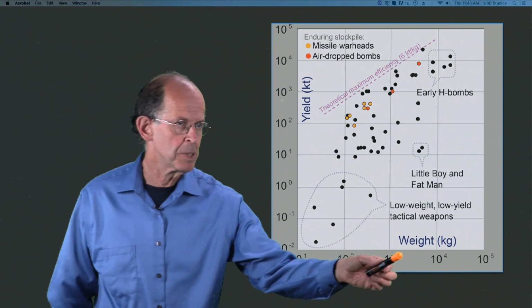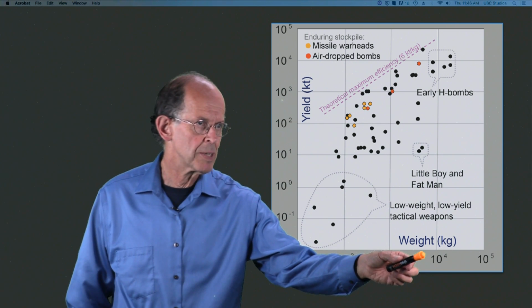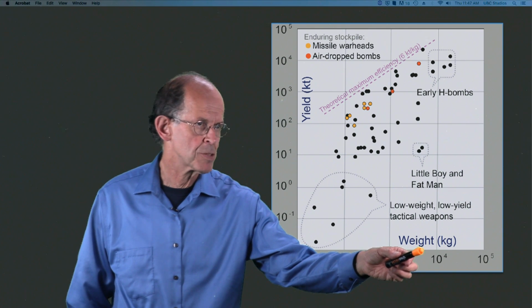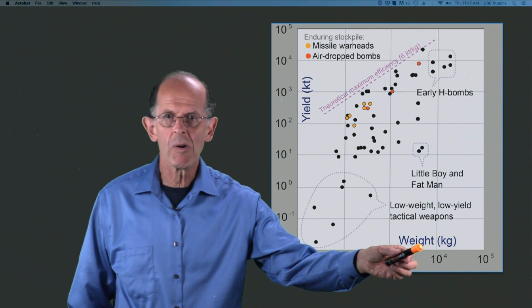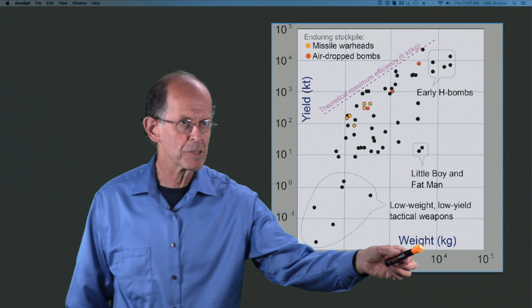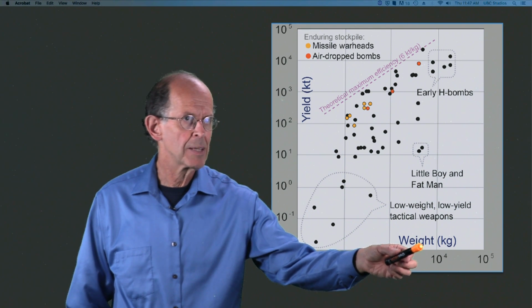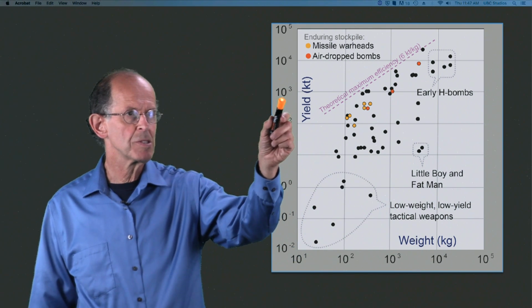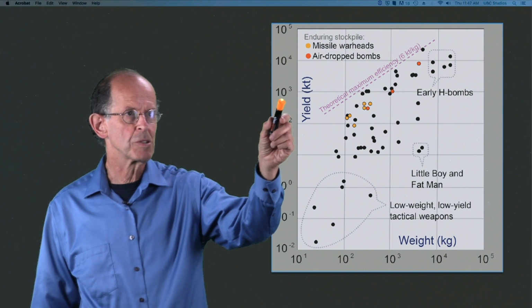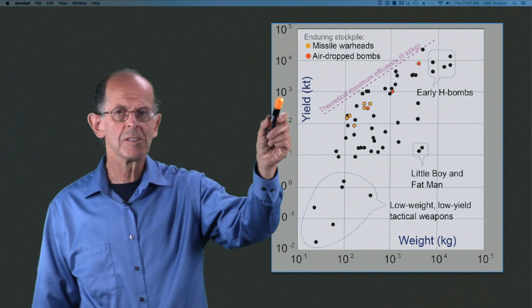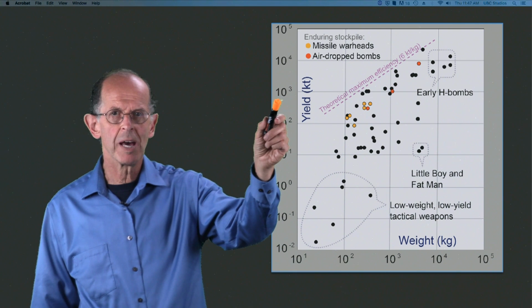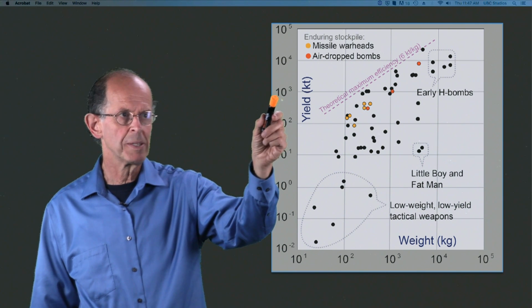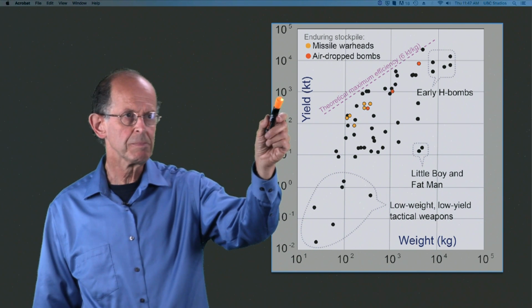For example, right here, there's the weight. That's a weight of a bomb. That's 10 to the power 4, which is 10,000 kilograms. And over here, you can see the yield in kilotons. So this would be 10 to the power 3, which is 1,000 kilotons, which is 1 megaton.